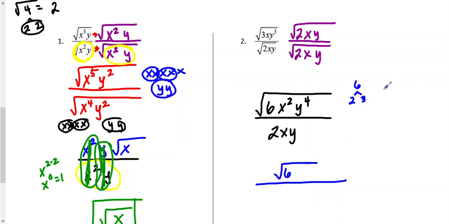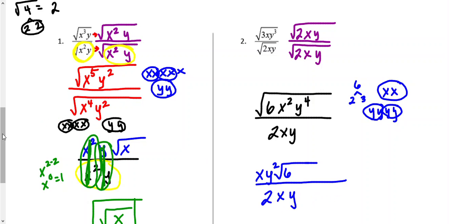Now let's look at x squared. That means I have 2 x's. All right, so that is one group on the outside. No x's left over. And I have 4 y's. And I can make 2 groups, so y squared goes outside, nothing left over. And I still have 2x, y.